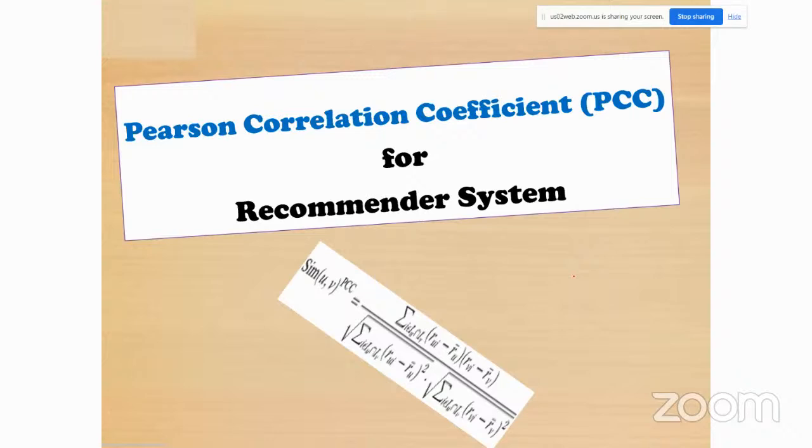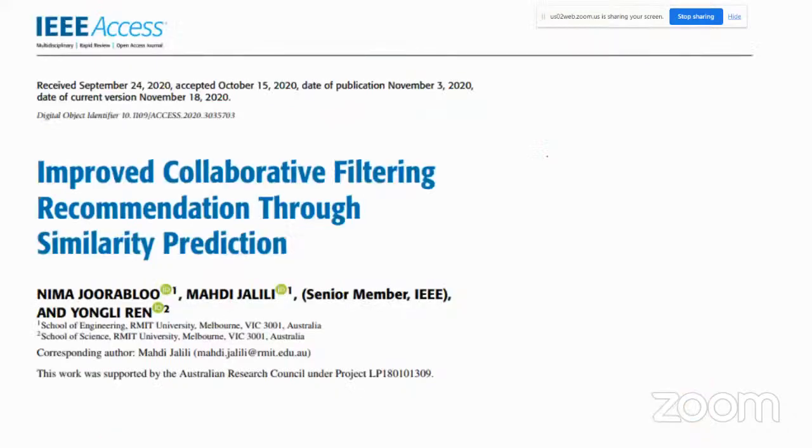There we are looking for similarity between users. So we can go for a very simple model or measure called the Pearson correlation coefficient, which we can call PCC, for the recommender system or recommendation system. This is the base paper we have, on an improved collaborative filtering recommendation through similarity prediction.